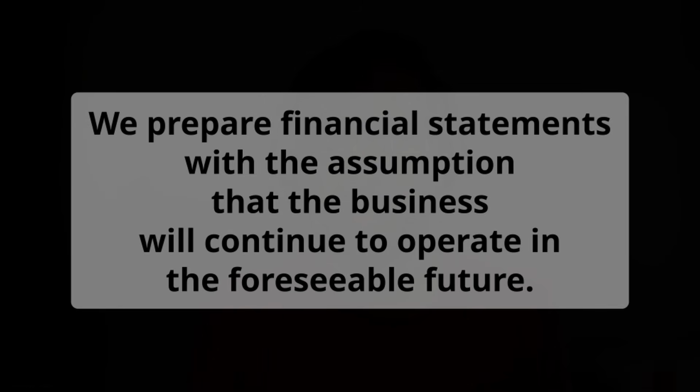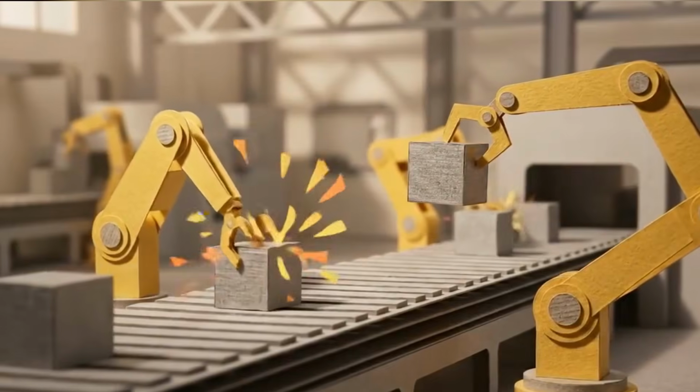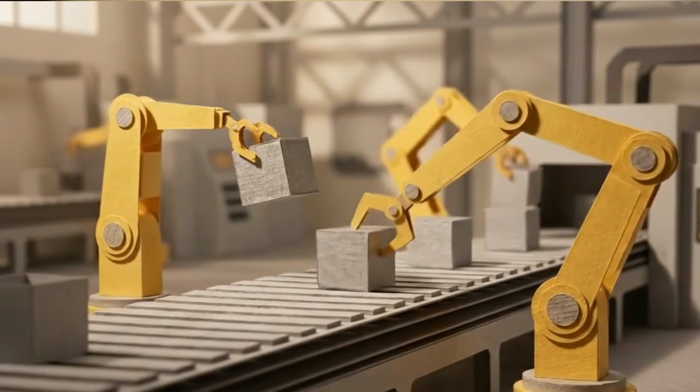This is the simplest but one of the most important principles for investors and auditors. Going concern means we prepare financial statements with the assumption that the business will continue to operate in the foreseeable future. We are not assuming that the business is going to discontinue in the near future. And why does this matter? Because if a company is about to shut down in the coming few days or months, the way you value its assets completely changes compared to a company that is going to continue its operation in the coming few days or months.